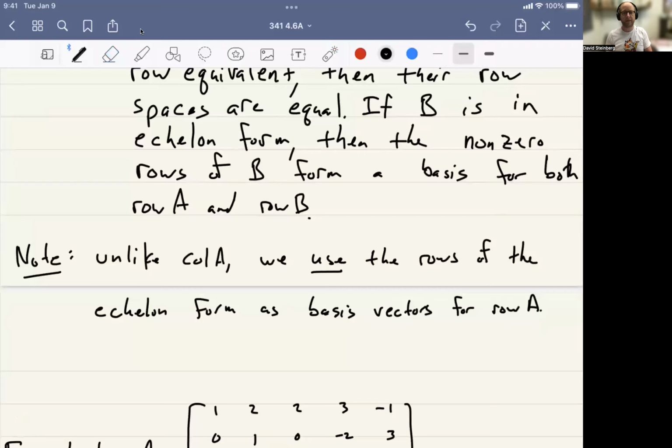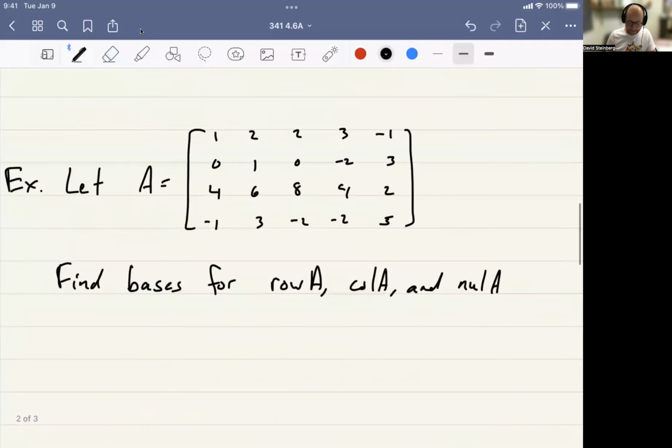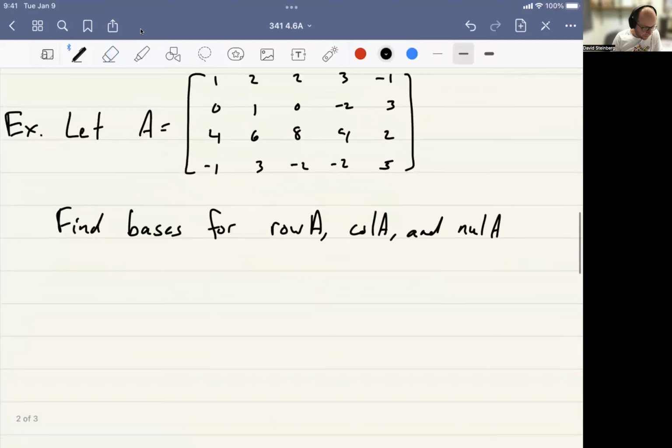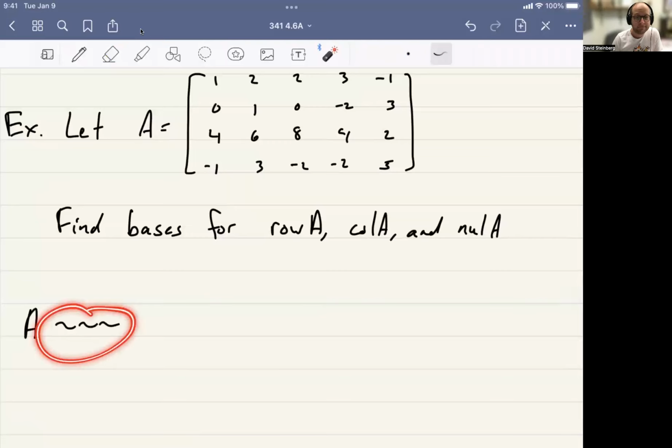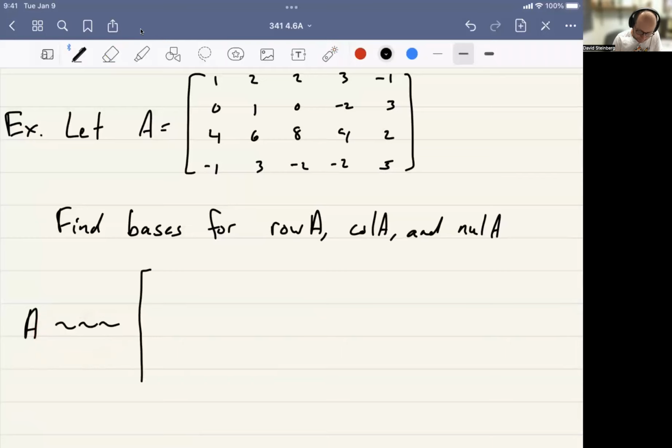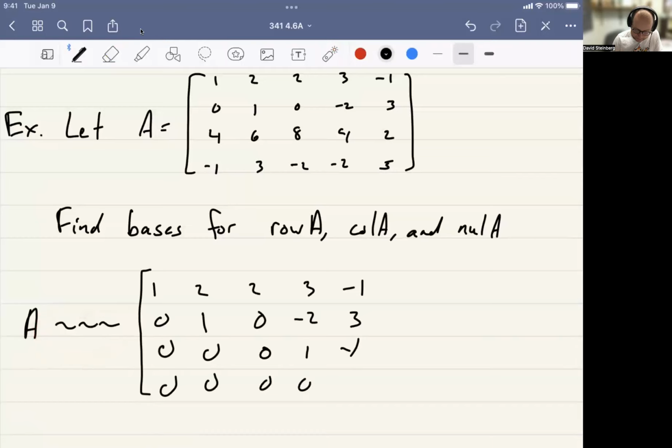Boom. So let's do an example that'll make this more concrete. Let A be this 4x5 matrix. Let's find bases for the row space, the column space, and the null space of A. Since we've been doing this for weeks now, I'll let you do the row reduction by yourself. This is just my shorthand for some row reduction happens here, not necessarily 3, it could be a bunch. It'll row reduce to 1, 2, 2, 3, -1, 0, 1, 0, -2, 3, 0, 0, 0, 1, -1, and then a row of zeros.